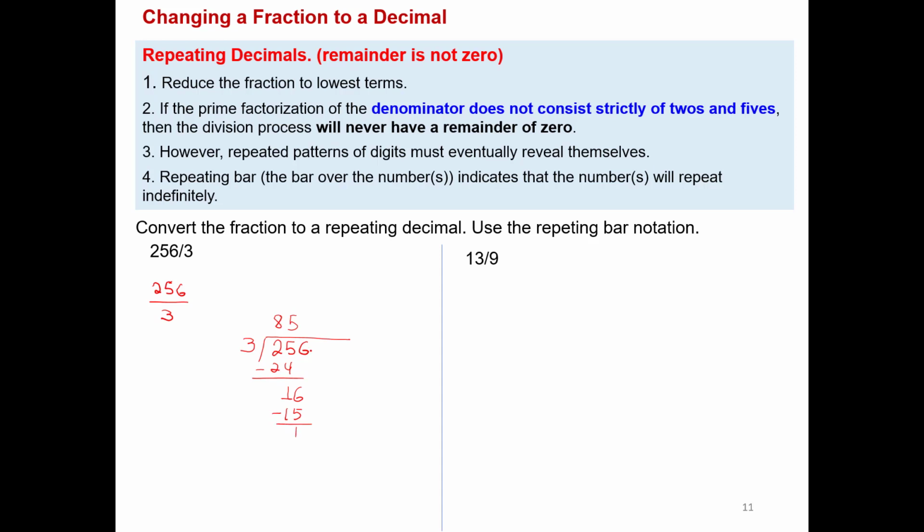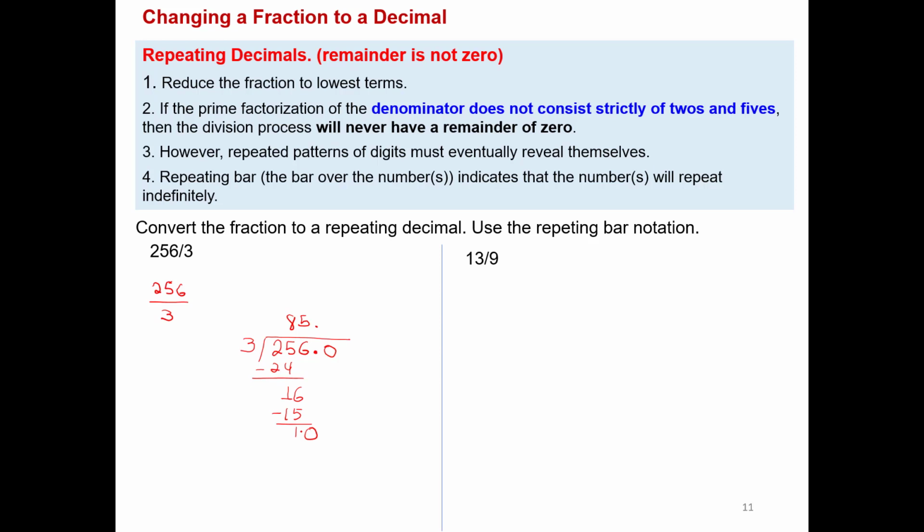Now we place the decimal point here. We have to place the decimal point here. Let me write the quotient this way. It should be like that: 85 point. Then we need to add 0, bring the 0 down.